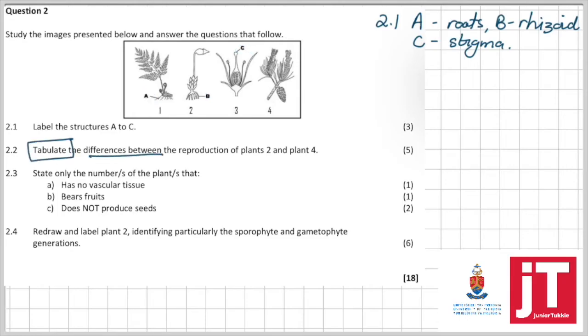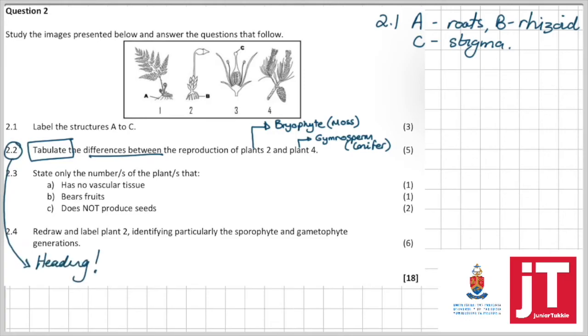Right, it asks us here to tabulate the differences between the reproduction of plants 2 and 4. So let's see quickly. Plant 2 is our bryophyte. Plant 4 is our gymnosperms, which is our conifer. Now, if you're not too sure about reproduction, please visit one of the other theory videos dealing with bryophytes and gymnosperms just to get a better understanding of those before you attempt to answer this question for 5 marks.